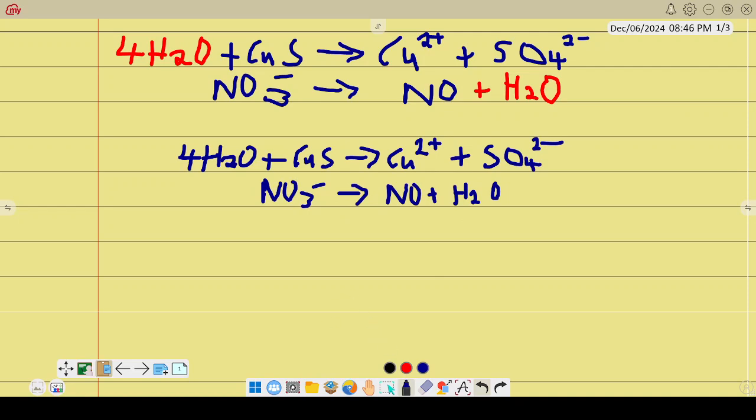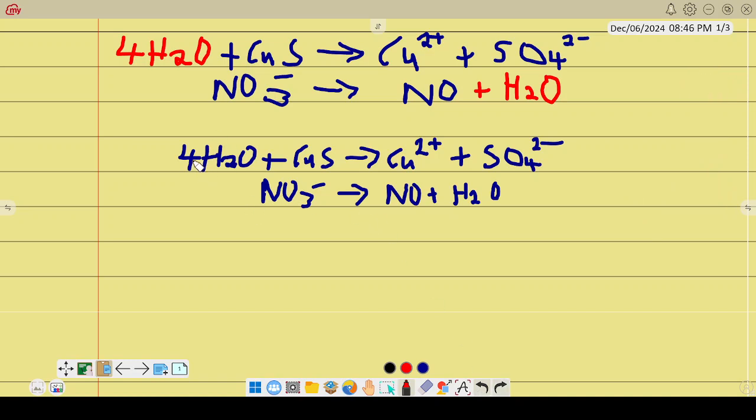Okay, so that's what we have. I've just written that we have 4 water molecules, and I've also added this. So it's very easy. You balance anything else other than hydrogen and oxygen, then oxygen, then now hydrogen. So how do we balance hydrogen?